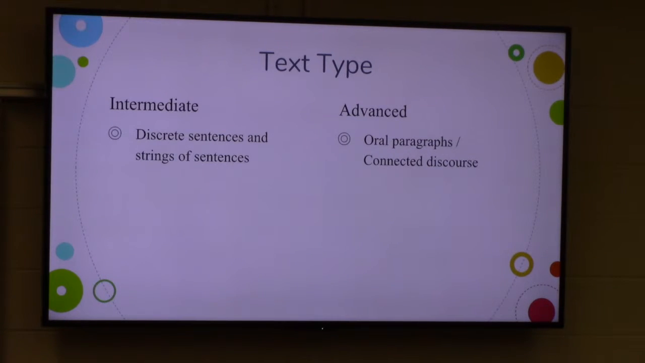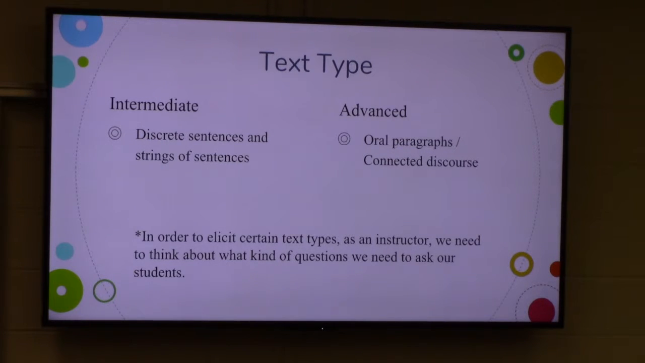So paragraphs and connected discourse, meaning that they can use transitions to make their point more smoothly, to give evidence, to give proofs, to give supports. Okay, so that's the text type.